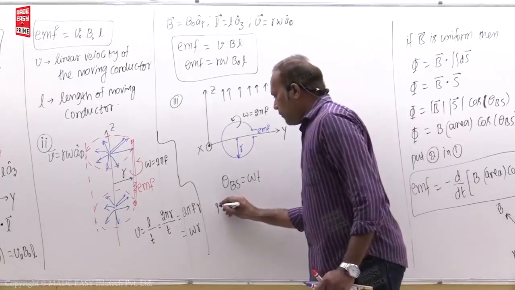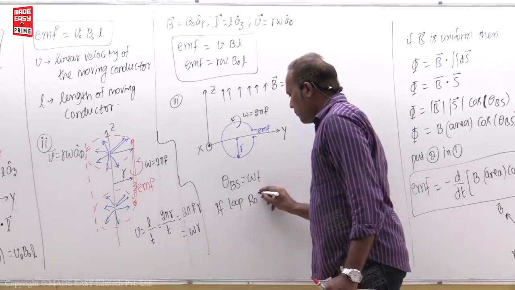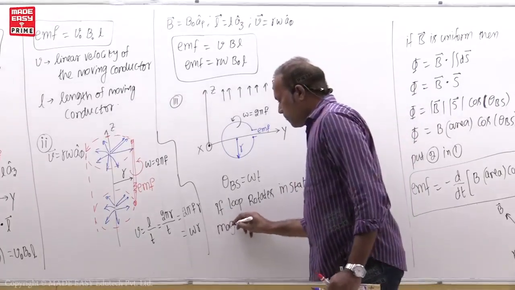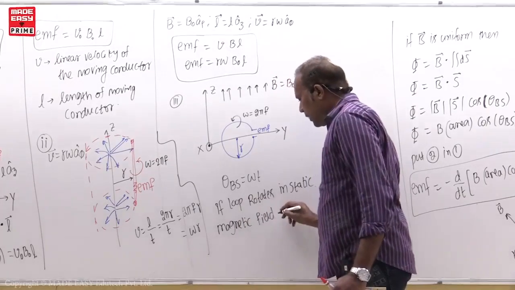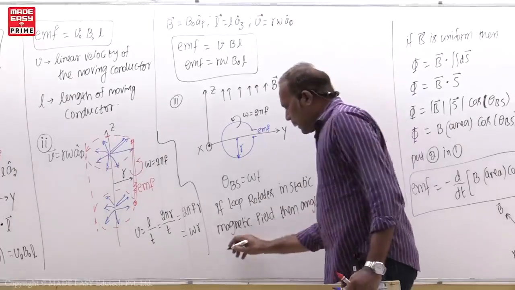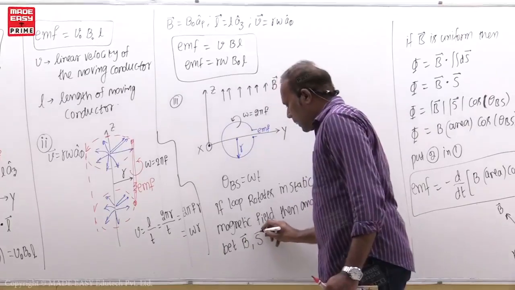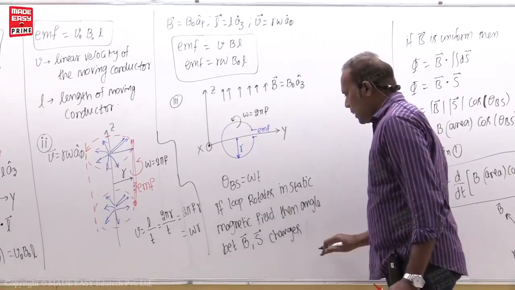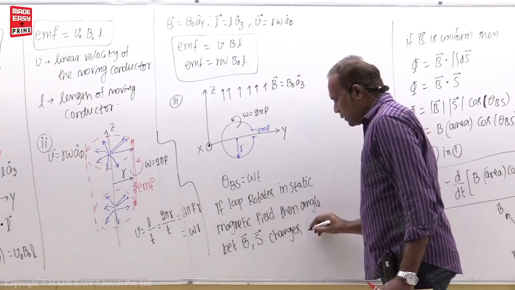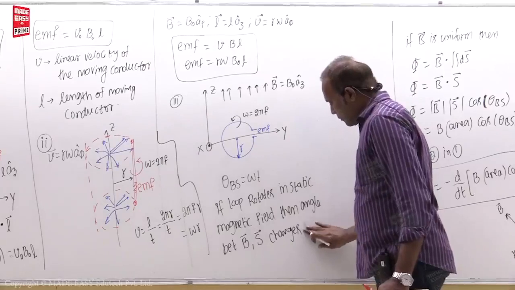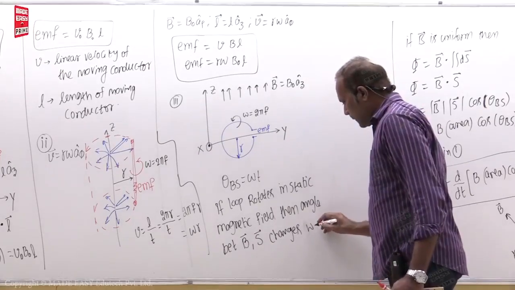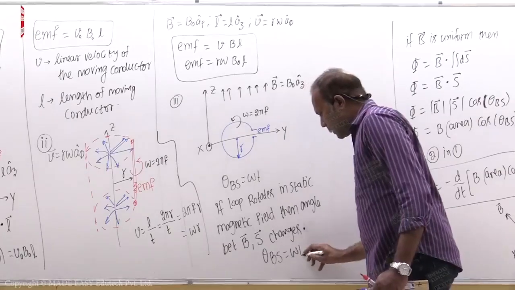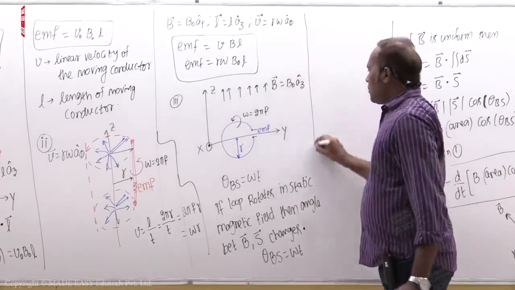Okay, so if a loop rotates in a static magnetic field, then the angle between B bar and S bar of course changes, and that gives theta BS equal to omega t. Okay, student.